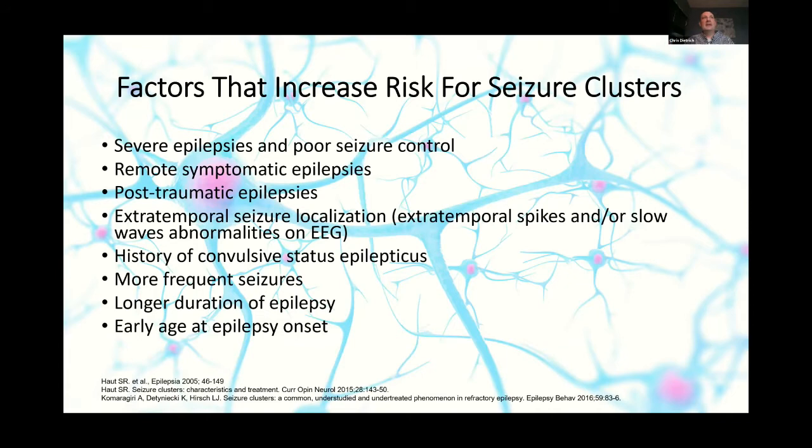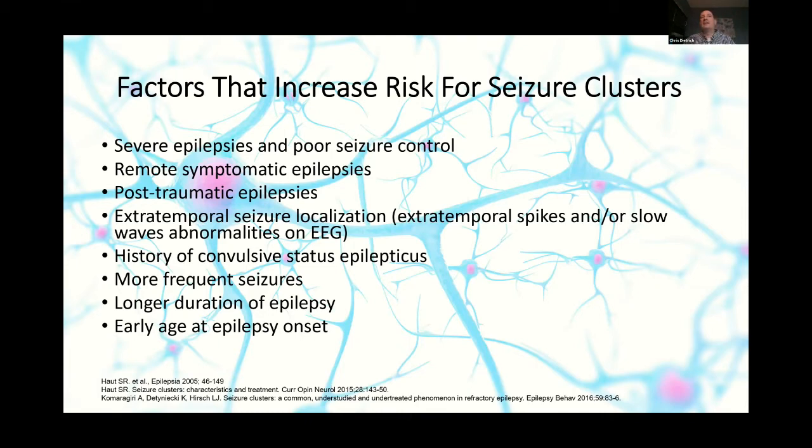So what are some of the factors that can increase your risk for seizure clusters? And we're not going to go through all of these. We're just going to hit on a couple of highlights that I think are important and things to keep in mind. Well, obviously, the more severe your epilepsy is, and the worse the seizure is controlled, the increased risk you are of having seizure clusters. Also, if you have a history of status epilepticus, that can be a problem. If your seizures are becoming more frequent, so it used to be you would have one every 2 months, and then it became once a month, and once every 2 weeks, that pattern can put you at a greater risk of developing seizure clusters as well.